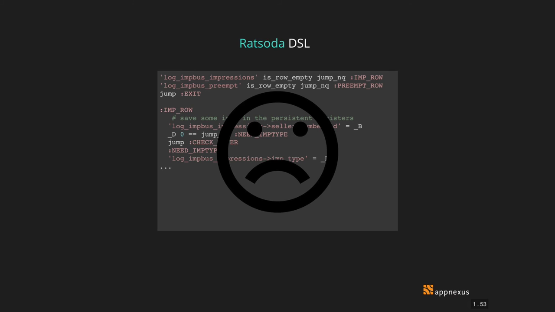So originally when we wrote Ratsoda, we wanted to get it on its feet quickly, so we wrote a domain-specific language for it, which is pretty ugly. If anyone can understand this, it's reverse Polish notation, and it's stack-based. Really cool. So this will say, take this field, seller member ID, out of the impression and stick it in this thing called D, right?